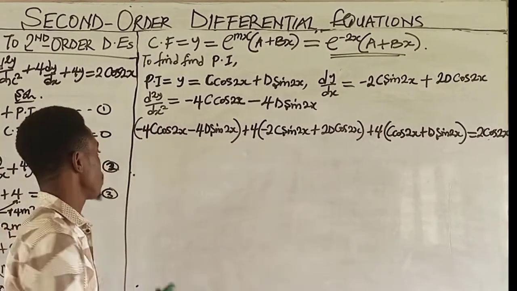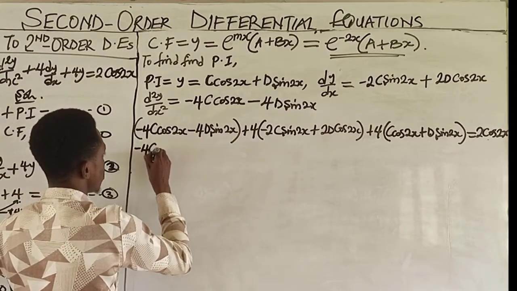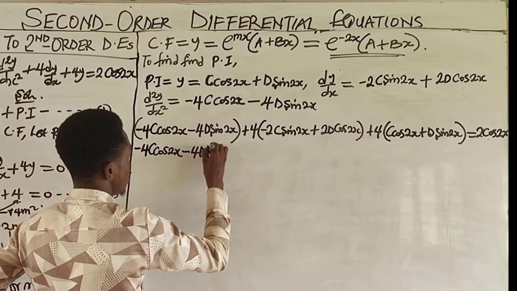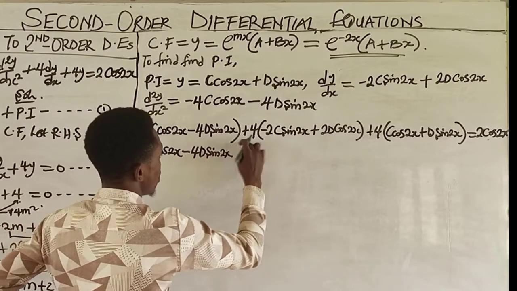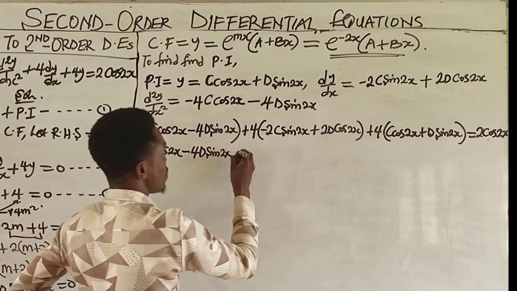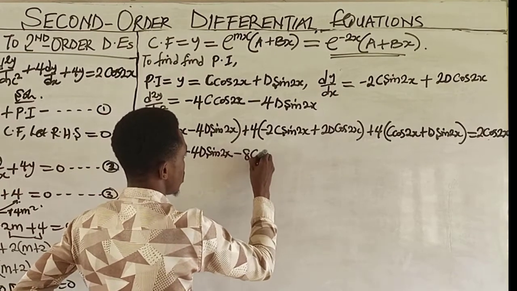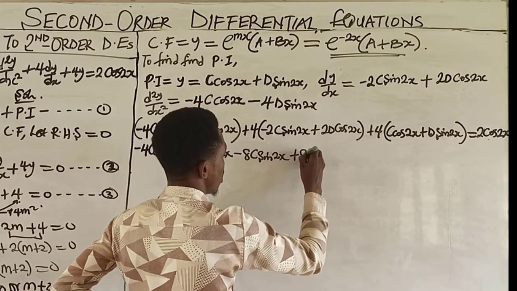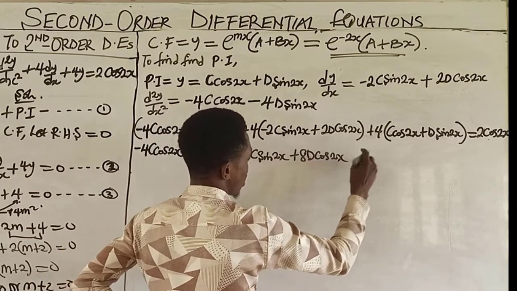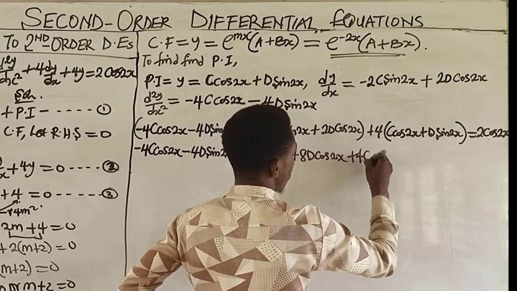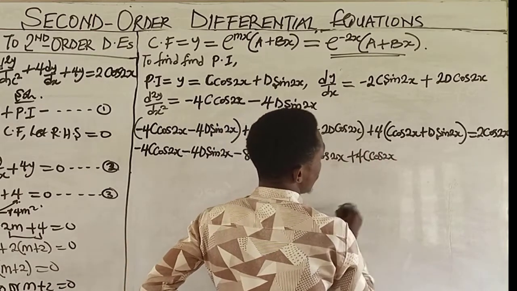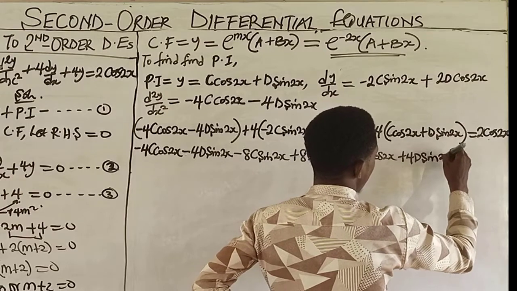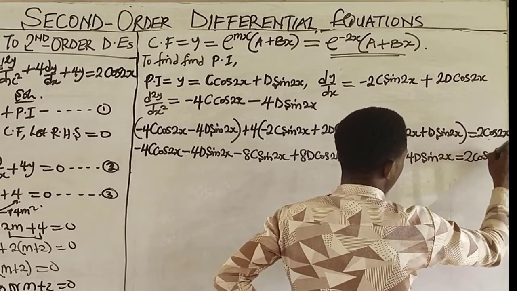Now, at this point, this will give us negative 4c cos 2x, negative 4d sine 2x. 2 multiplied by negative 2, we have this to be negative 8c sine 2x, and this multiplied by this, you have positive 8d cos 2x. This guy multiplied by this, you have 4c cos 2x. Then 4 multiplied by d, you have plus 4d sine 2x is equal to 2 cos 2x.